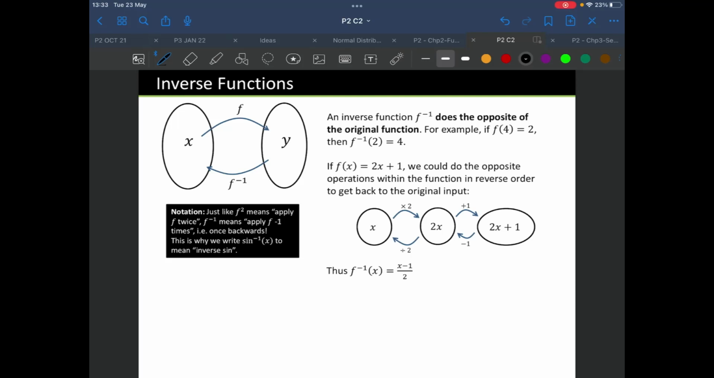Okay, inverse functions. What are inverse functions? Well, you would have seen these before at GCSE. Let me give you some examples. So here is a very simple function. The function is take something and add 2 to it.